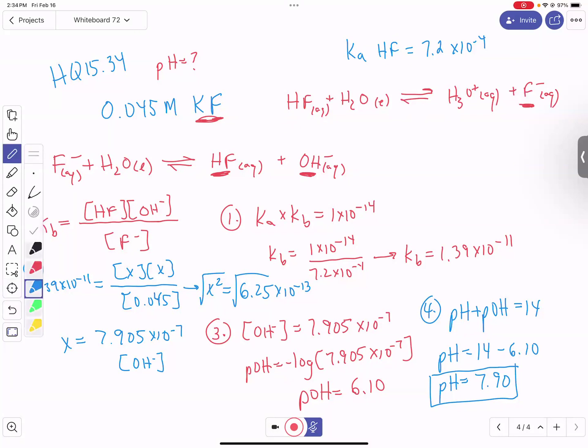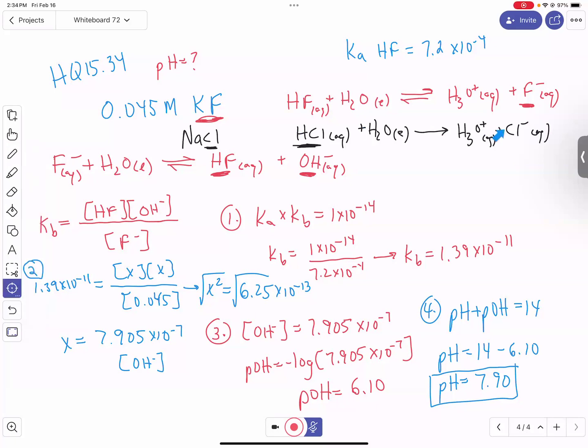We couldn't do the same problem if they gave us something like sodium chloride, right? For sodium chloride, this wouldn't be a calculation. This wouldn't be a problem because chloride is the conjugate base of a strong acid, HCl. And because HCl is a strong acid, there is no equilibrium. It would be hydronium and chloride. Because there's no equilibrium, this just goes in one direction. This just ionizes completely. Because there's no reversibility, chloride doesn't behave like a base.